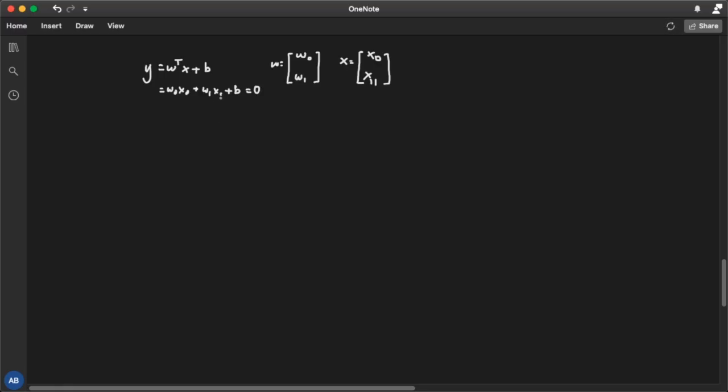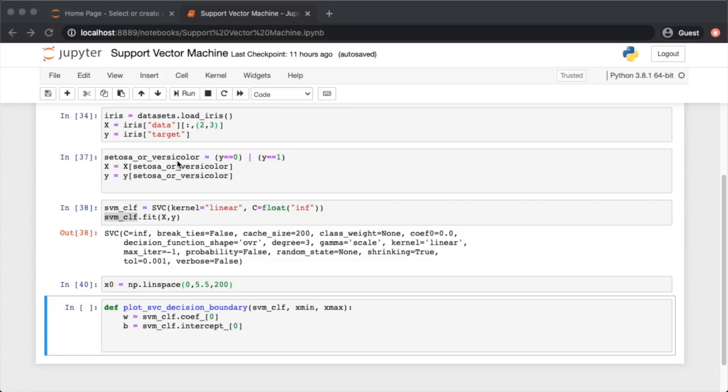So I'm going to express x1 as a function of x0. How can I do that? Well, that's easy. w1 x1 is minus w0 x0 minus b. And then I divide by w1, I get an x1 that is minus w0 over w1 x0 minus 1 over w1 b. So I need this equation right here.